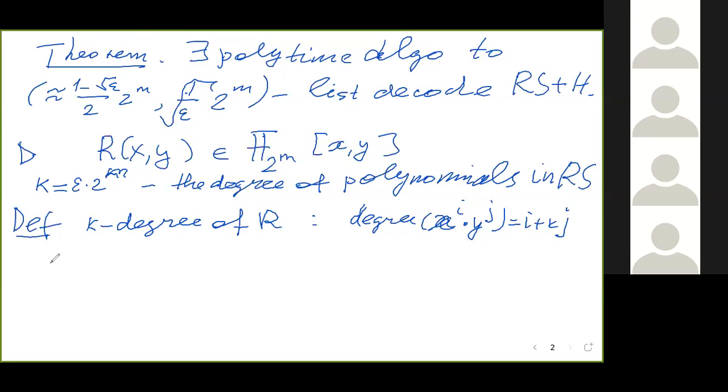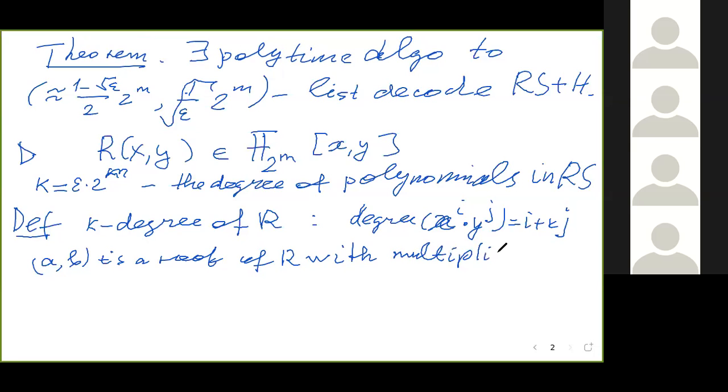So let's recall again. We call (A, B) a root of R with multiplicity, say, M, if the polynomial R(A + X, B + Y) has no monomial of usual degree less than M.